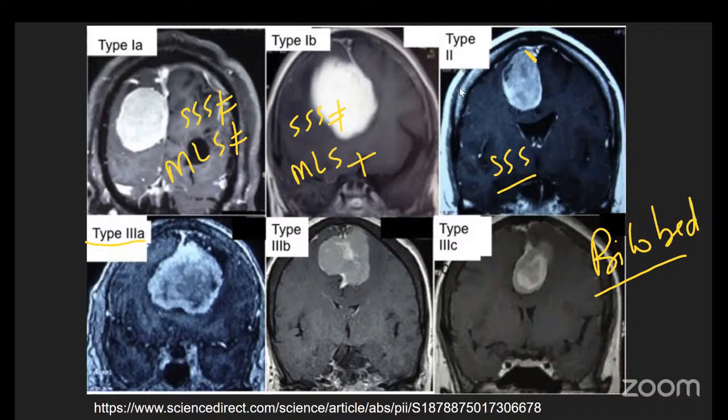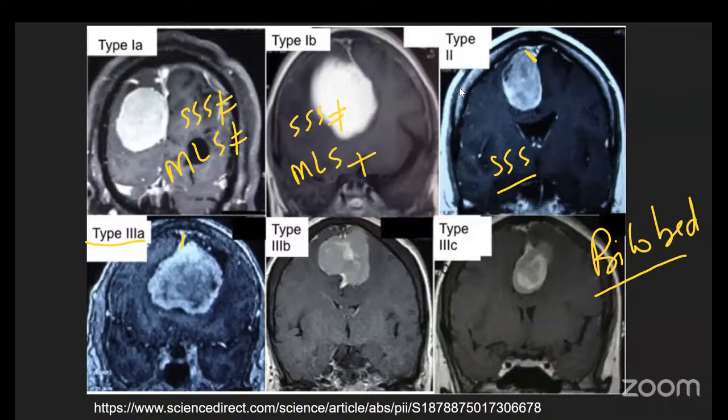They look as if they're hanging from the falx. 3A does not involve the superior sagittal sinus. You can see some falx here in the yellow color. 3B, there will be involvement of the superior sagittal sinus, but only on one side.